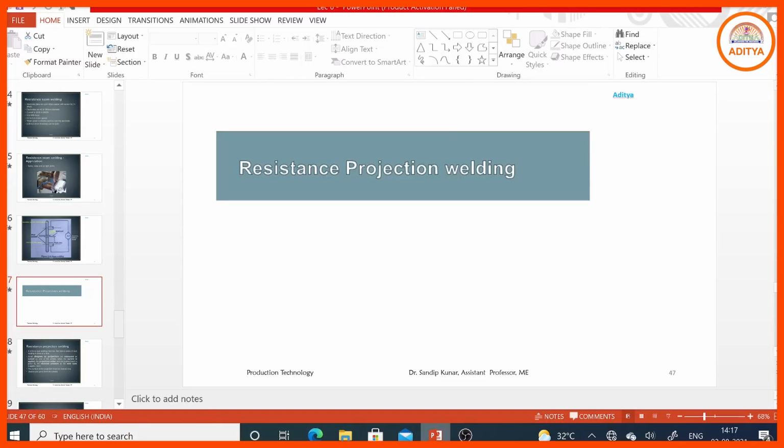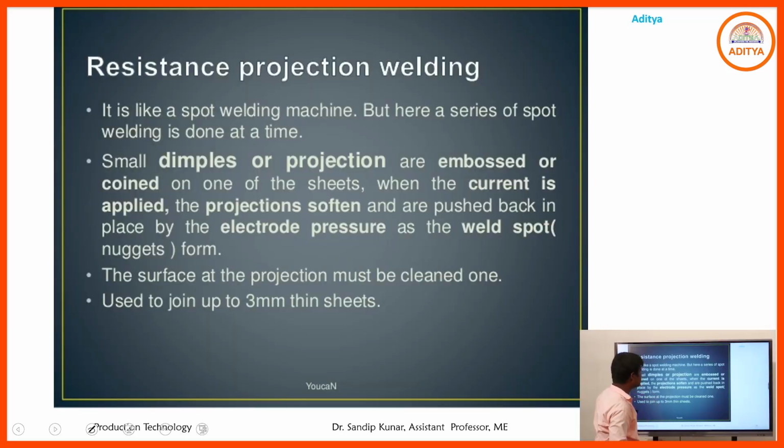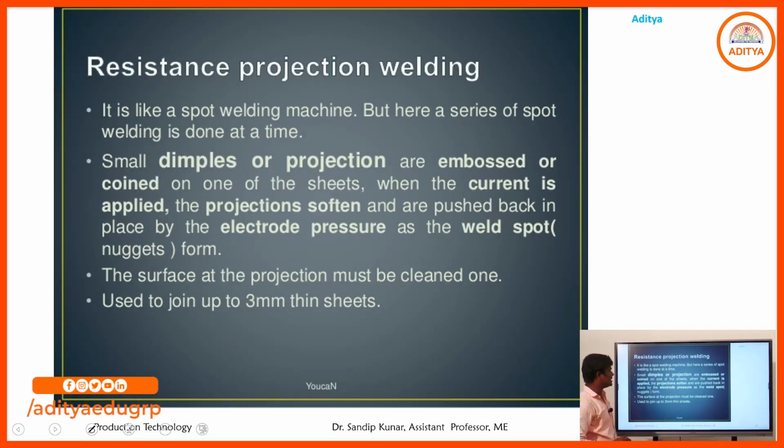Now we will discuss resistance projection welding. In projection welding, a series of spot welds is done at a time. That means a number of spots can be joined easily using that welding process.